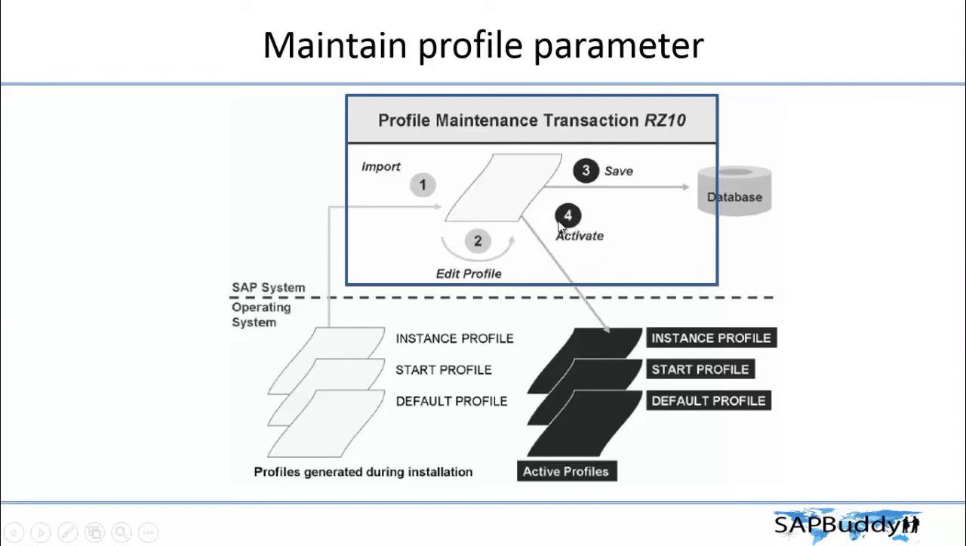Then you need to activate these profile parameters. Once you activate them, the changes will be written to the operating system at the OS level. Then it will be active. Let's say if the profile parameter which you have changed needs a restart of the system, then you restart the system, and the active profile will be available after the system is restarted. As I said, you could also maintain versions. Once you create different versions, you can maintain them quite easily.